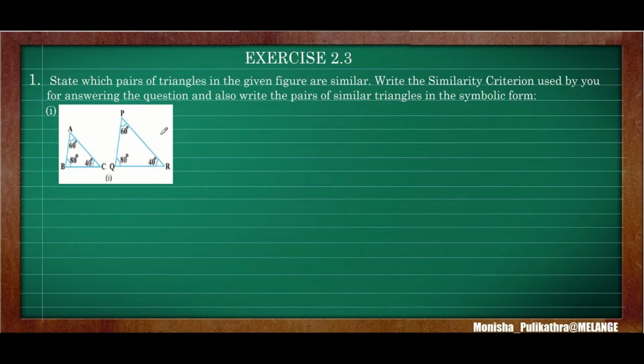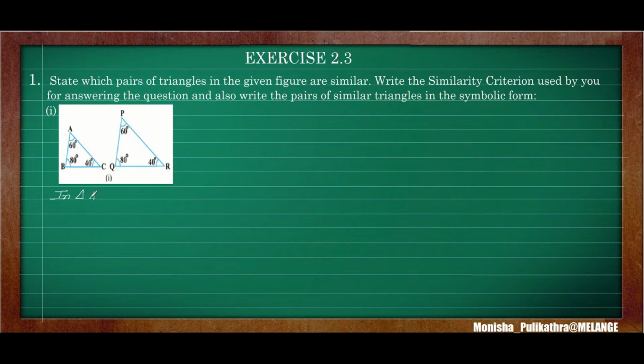Moving on to the first question of this session. In exercise 2.3, the first question has two triangles given. We need to find out whether they are similar or not, and if similar, mention under which similarity criterion. State whether pairs of triangles in the given figure are similar. Write the similarity criterion used and also write the pairs of similar triangles in symbolic form.